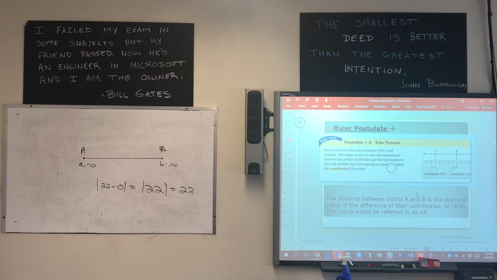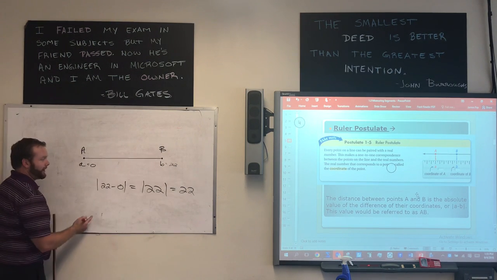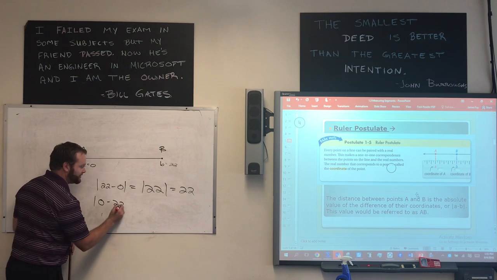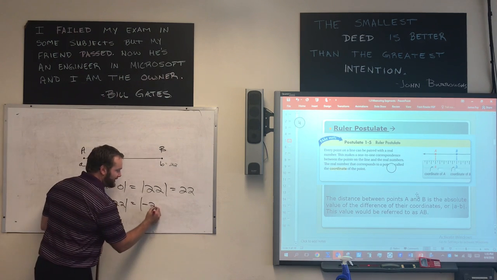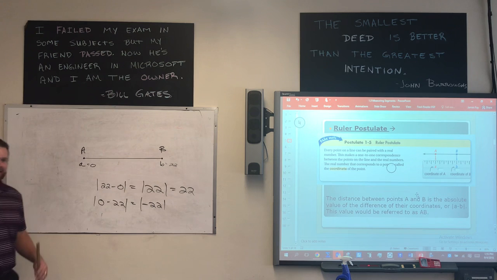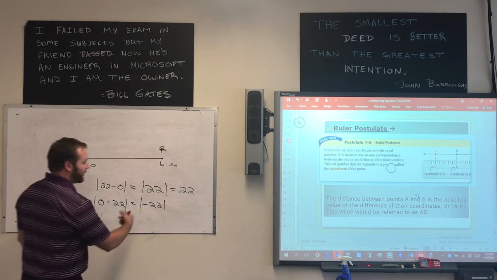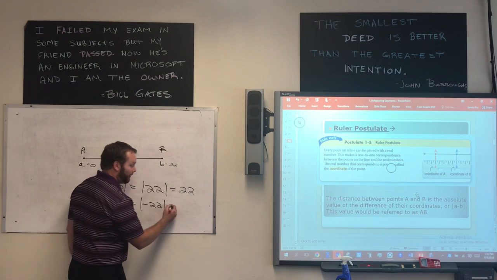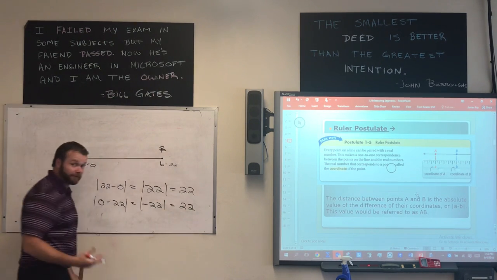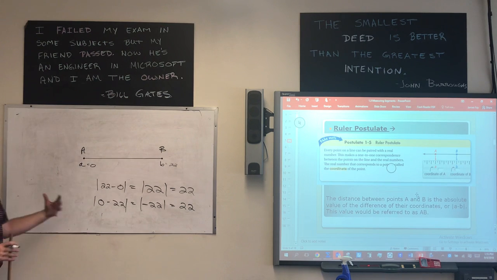Now the reason we have to do absolute value is because there's never really a defined order that we have to do this. I can go 0 minus 22. That gives me negative 22, but distance always has to be a positive number. And the absolute value function is a tool that will transform any number into a positive version of that number. Now here's the thing. This is what the ruler postulate does for us.